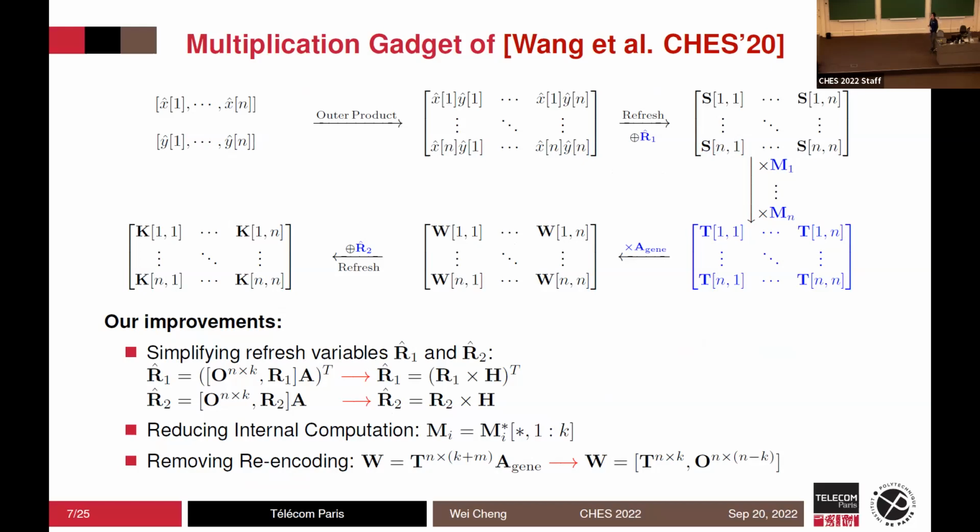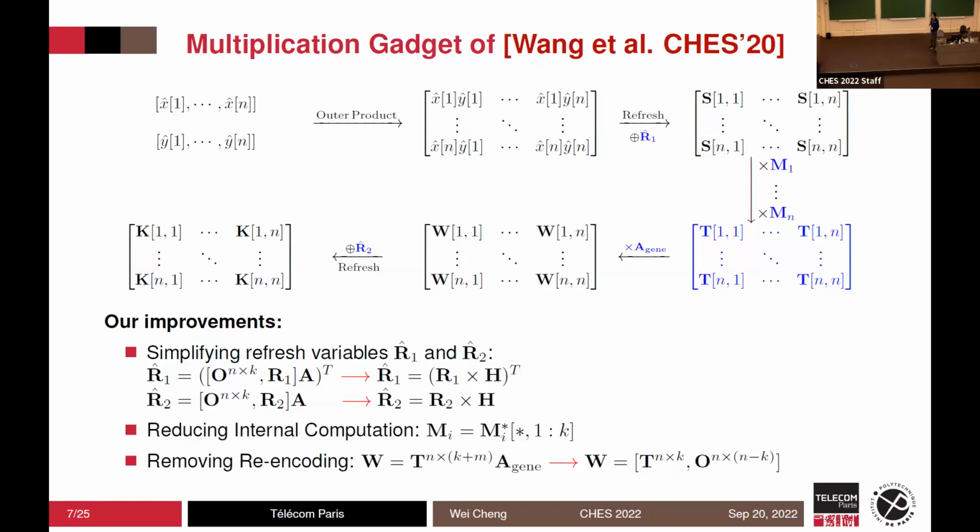So basically, in this framework, the input is two sharings, x hat and y hat, and then by outer product, it's the same as in the ISW scheme. It's outer product or tensor product. Then it's refreshed and multiplied with this matrix M to get S. It will transform to Boolean sharing or additive sharing, and then by re-encoding, it will go back to general code-based masking. Then after refresh again, it goes to the output.